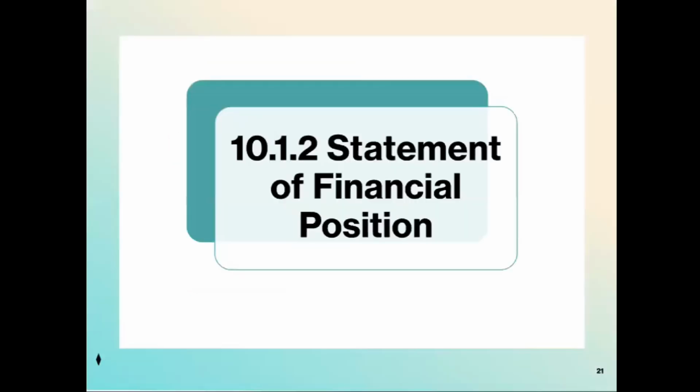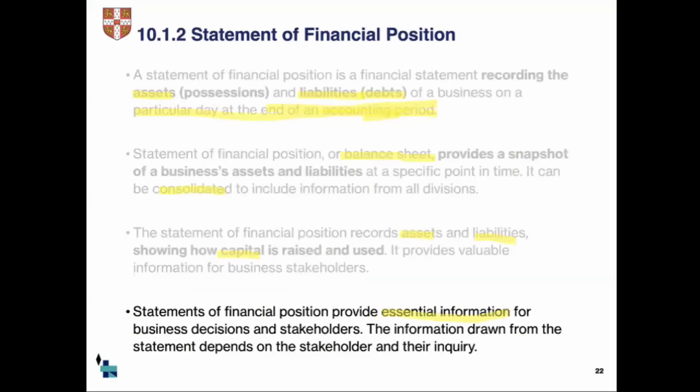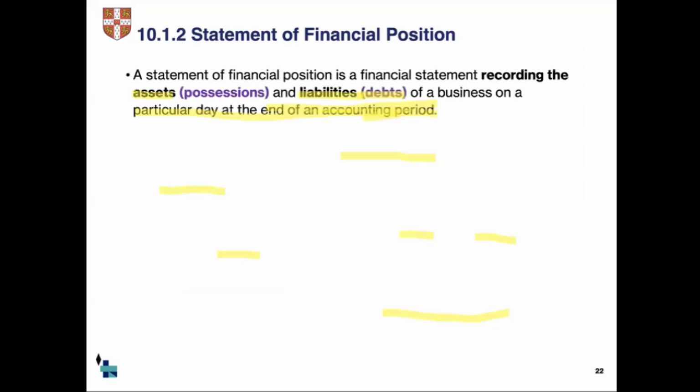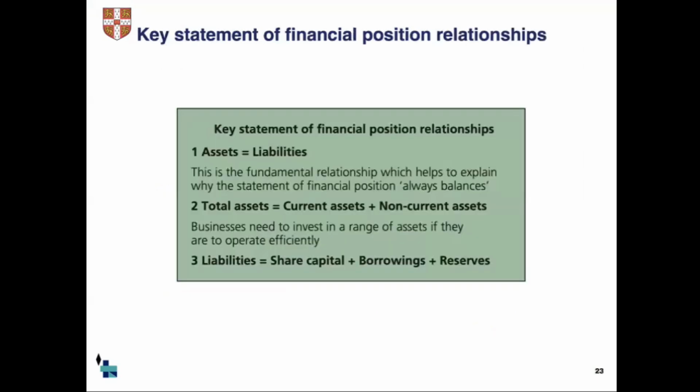Today we've looked at the statement of financial position. We've discussed what it is. We said that it's a document or a report that would record the possessions of the business, that is the assets, and then also the debts of the business, that is the liabilities of the business. And we looked at these important relationships on the balance sheet. The very important one is the first one, that is assets is equal to liabilities plus equity. So how are the assets financed? Were they financed with liability, or were they financed with equity?